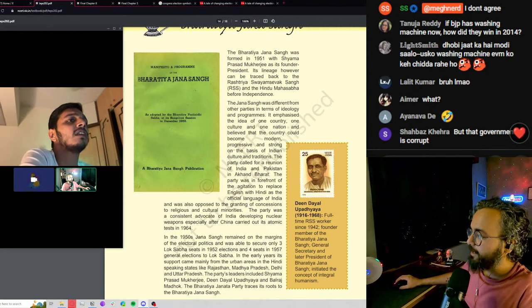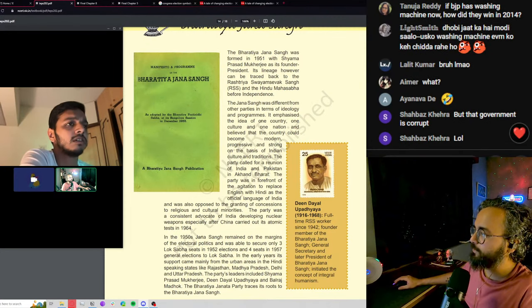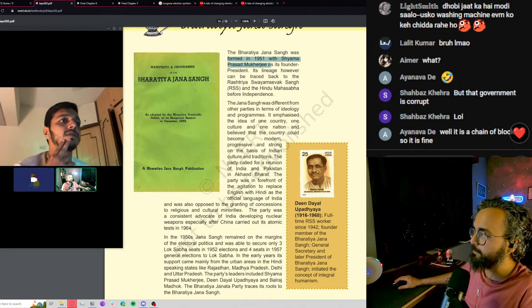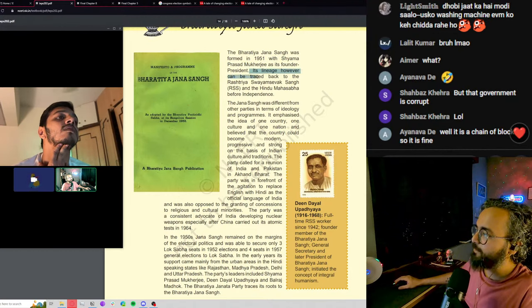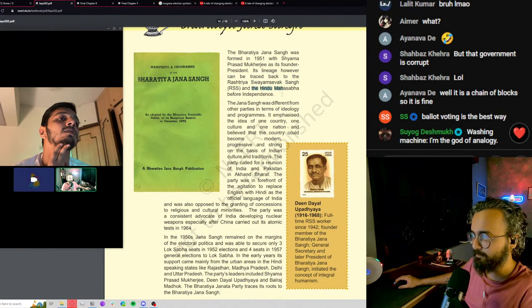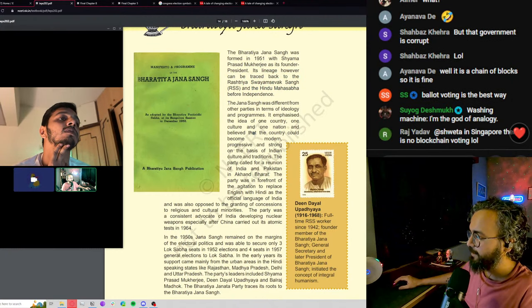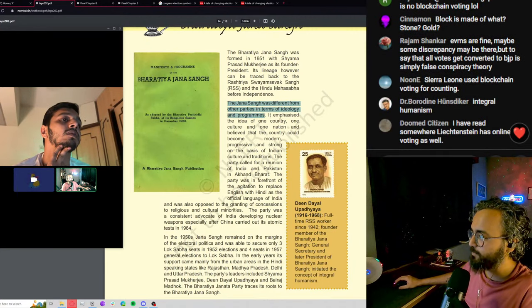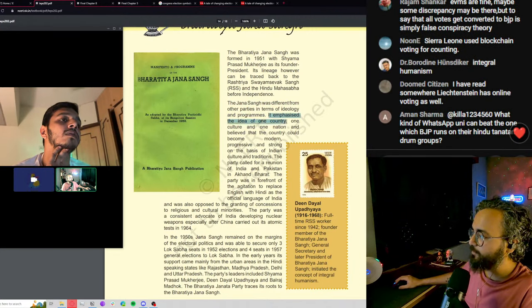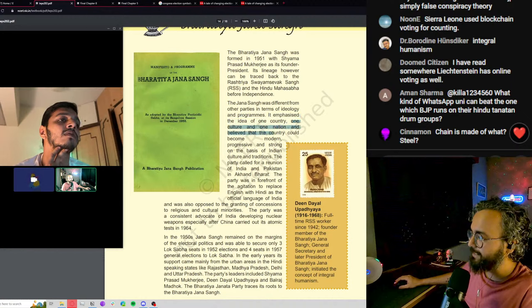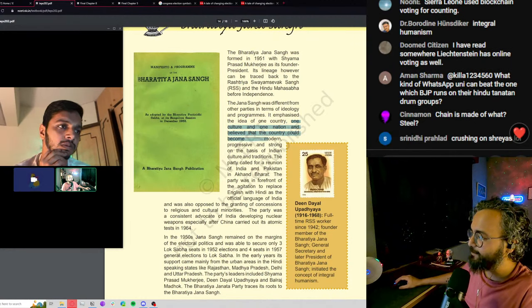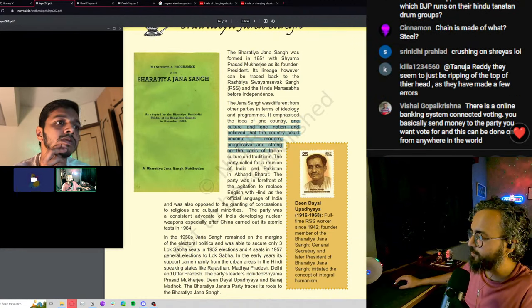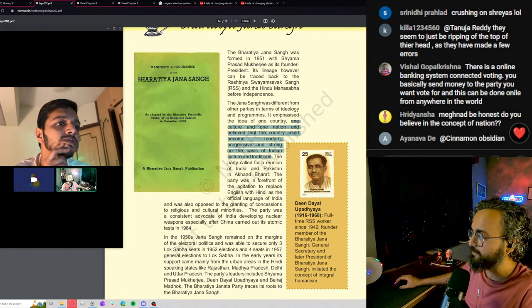Let's read. Bhartiya Jan Sangh was formed in 1951 with Shama Prasad Mukherjee as its founder, president. Its lineage, however, can be traced back to the Rashtriya Swayamsevak Sangh and the Hindu Mahasabha before independence. The Jan Sangh was different from other parties in terms of ideology and programs. It emphasized the idea of one country, one culture, one nation, and believed that the country could become modern, progressive, and strong on the basis of Indian cultural traditions.